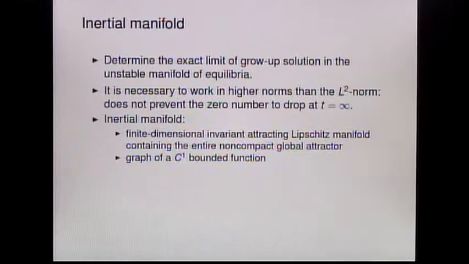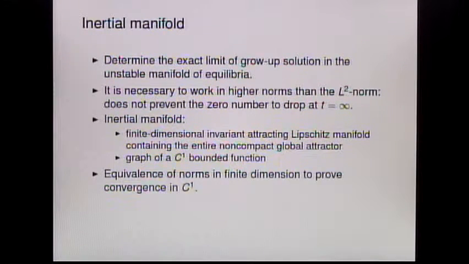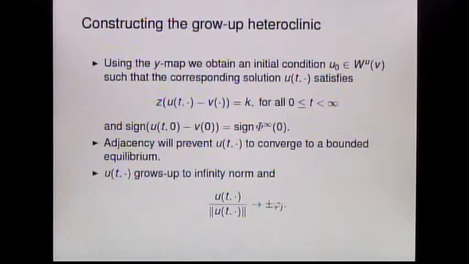So what is an inertial manifold? It's a finite dimensional invariant attracting Lipschitz manifold that contains our non-compact global attractor. And it is also given as the graph of a C1 bounded function. So what we do is the following. This inertial manifold is a finite dimensional manifold, so we can use the equivalence of the norms in finite dimension. Then we are able to prove that this limit here actually works in the C1 norm. If this limit also works in the C1 norm, we are then able to prove that the zero number of this solution, or the shifted one, will not drop at infinity. So with that, we are able to prove that this j here will actually be equal to k.